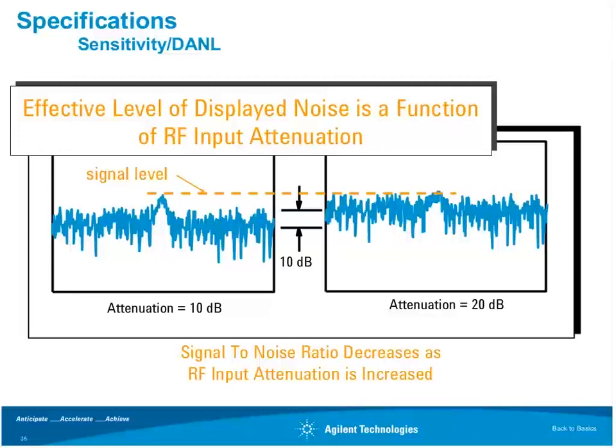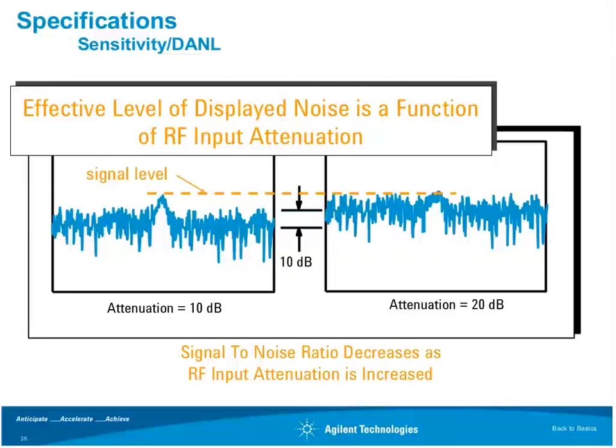Now, remember, going back to our architecture, the first thing we encounter after going through the RF input is an attenuator. The amount of attenuation directly impacts the signal-to-noise ratio: the more attenuation you have, the worse your signal-to-noise ratio gets. Here, for example, when we have 20 dB of attenuation on the right side, you can see it's very difficult to even distinguish that there might be a signal there.